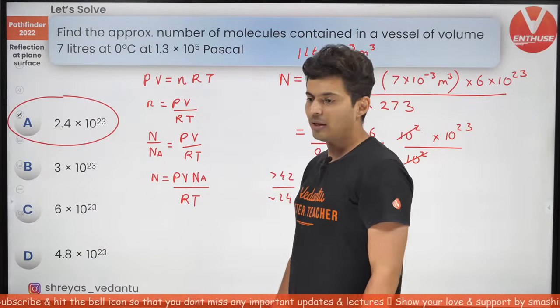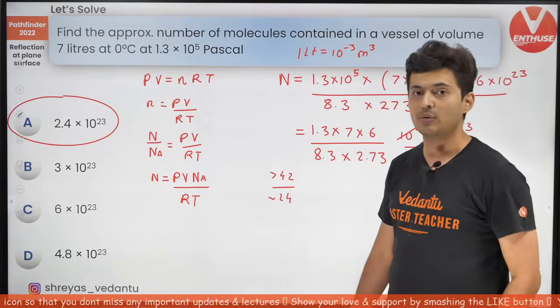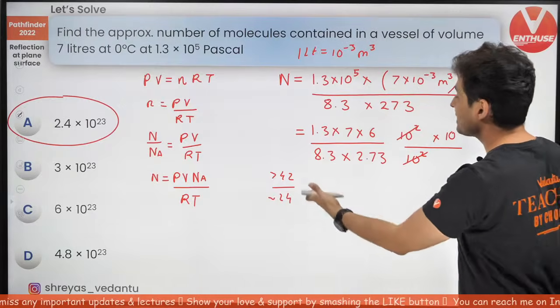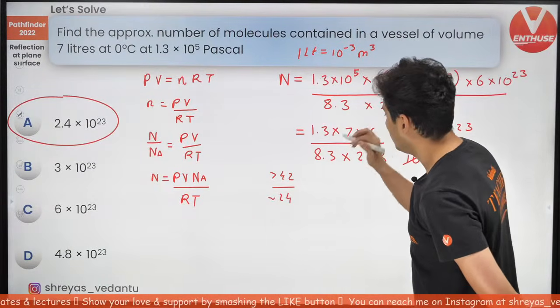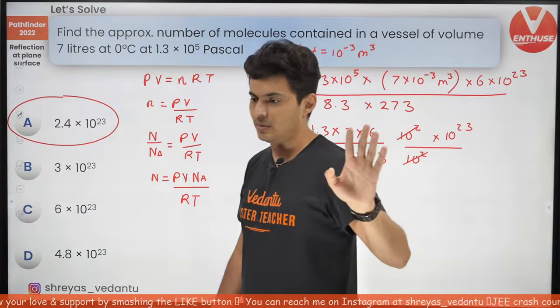Is that clear, my warriors, how we did this? Is that understood, how the approximation was done? You have to think logically in the exam. You can't sit and multiply all these numbers. If you sit and do 1.3 into 7 into 6 and 8.3 into 2.73 division, you're gone.